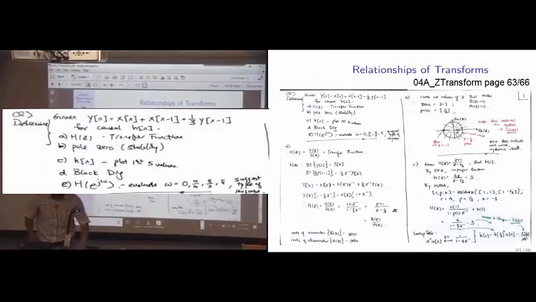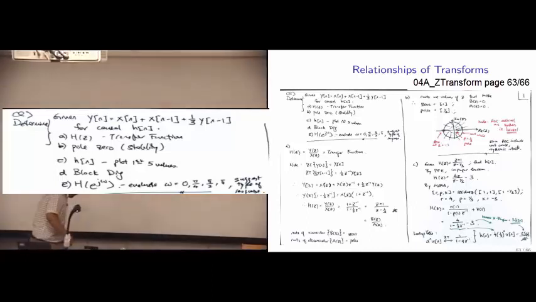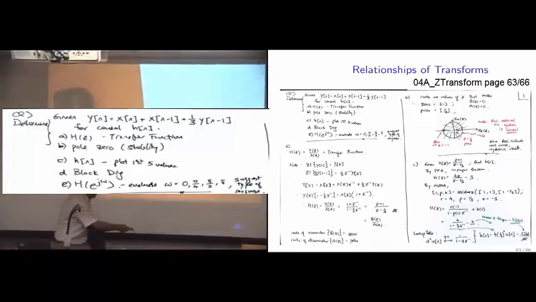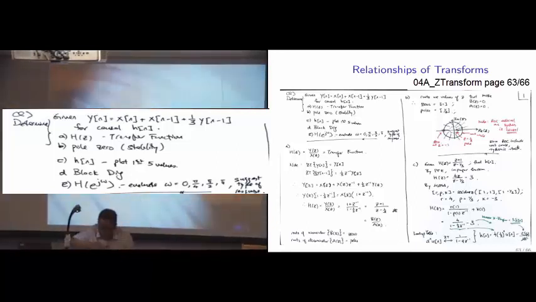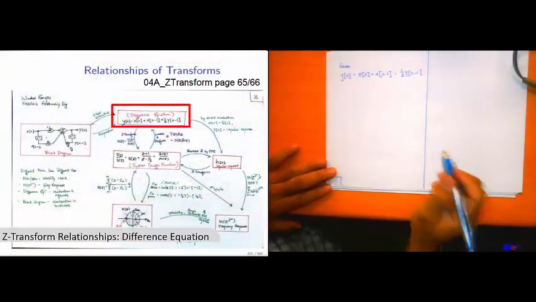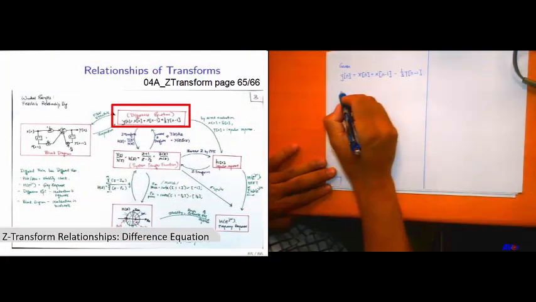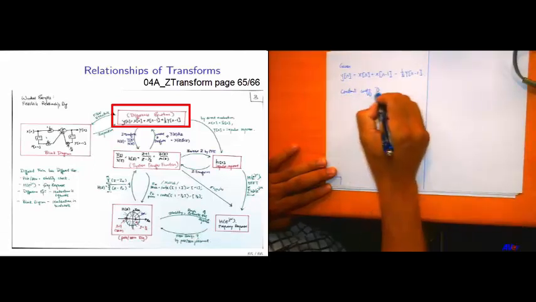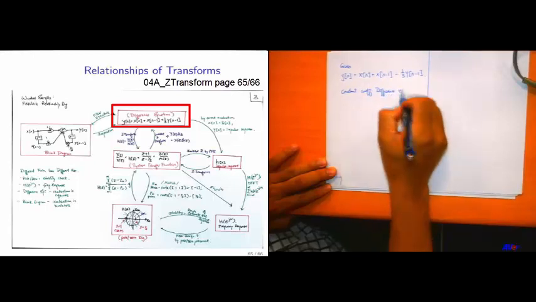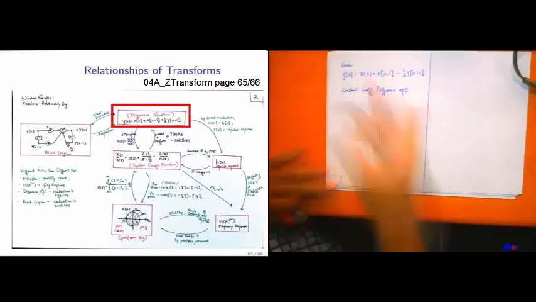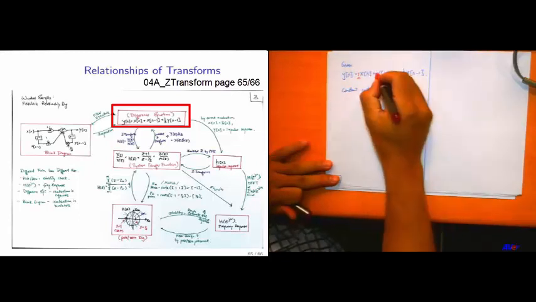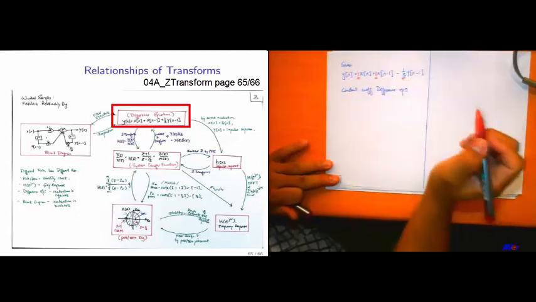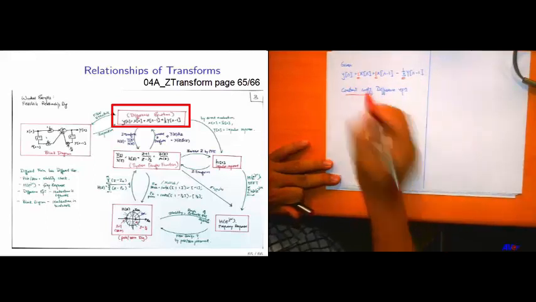Okay, now we are going to go through this, and I'm just going to write. Once you do not understand, please stop me, and then we can do it together. Right. So the first thing to note is that I am giving you a constant coefficient difference equation. Where are the constants? 1 minus 1/3. So these are the constant coefficients.